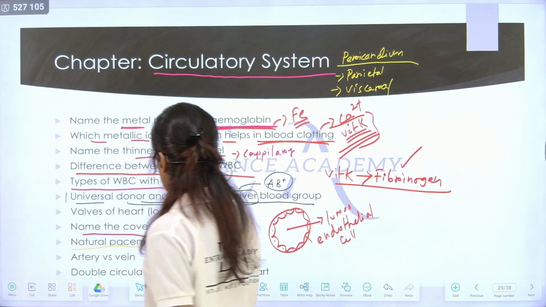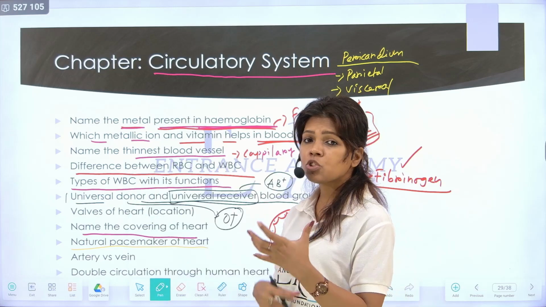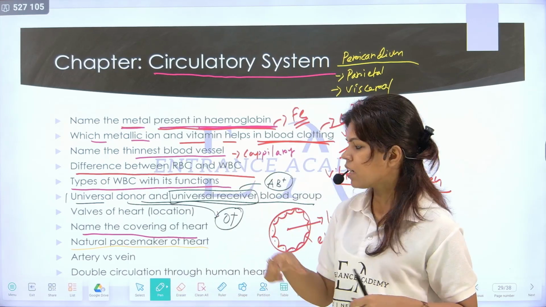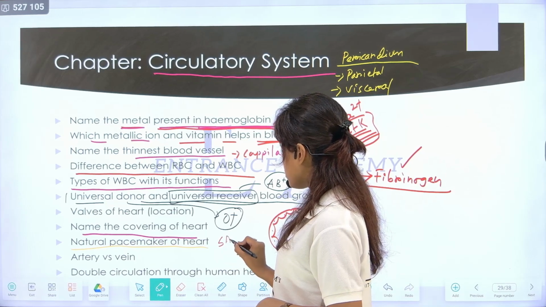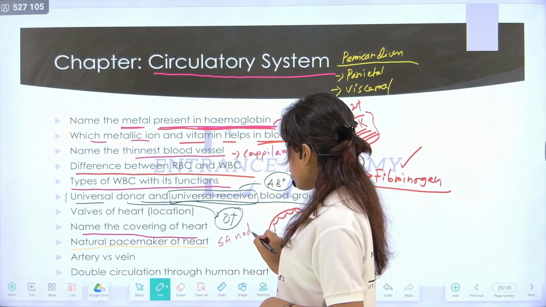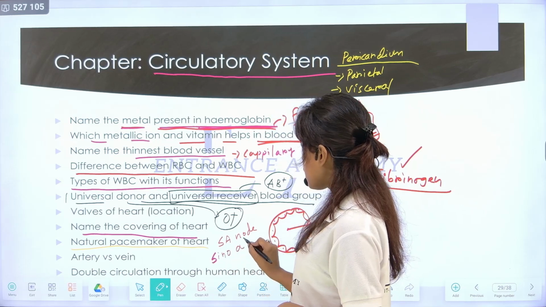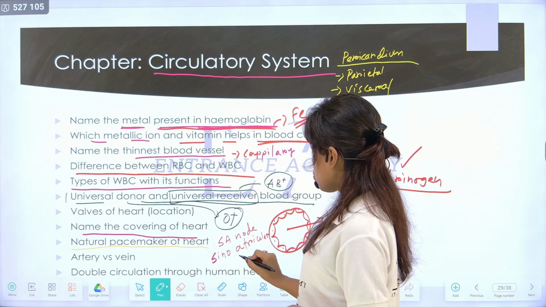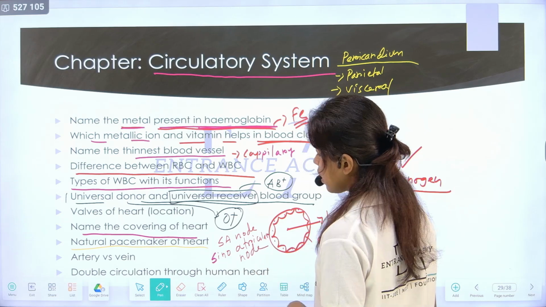Next, natural pacemaker of heart. The function of a pacemaker is to generate the impulses for contraction and relaxation of the heart, and the natural pacemaker of heart is SA node, and the full form is sinoatrial node. This is the natural pacemaker of heart.